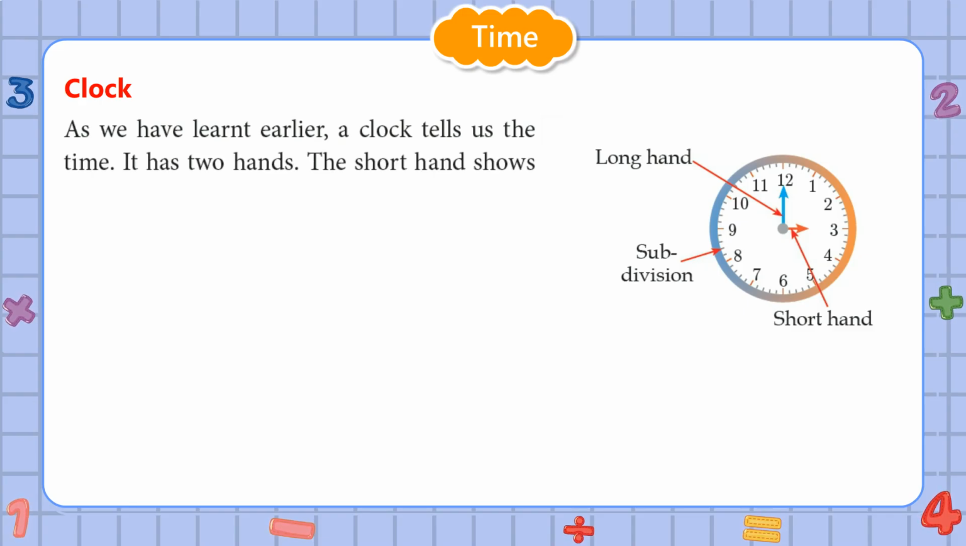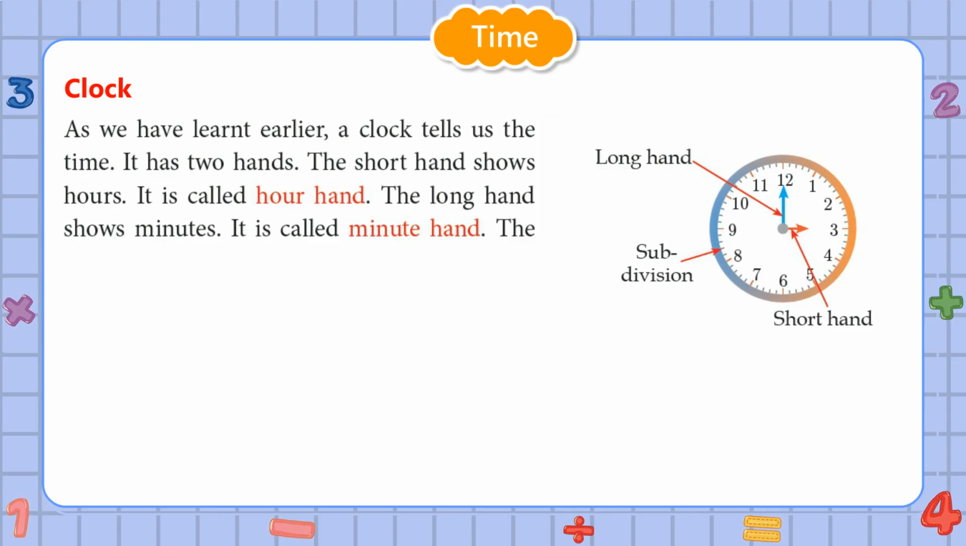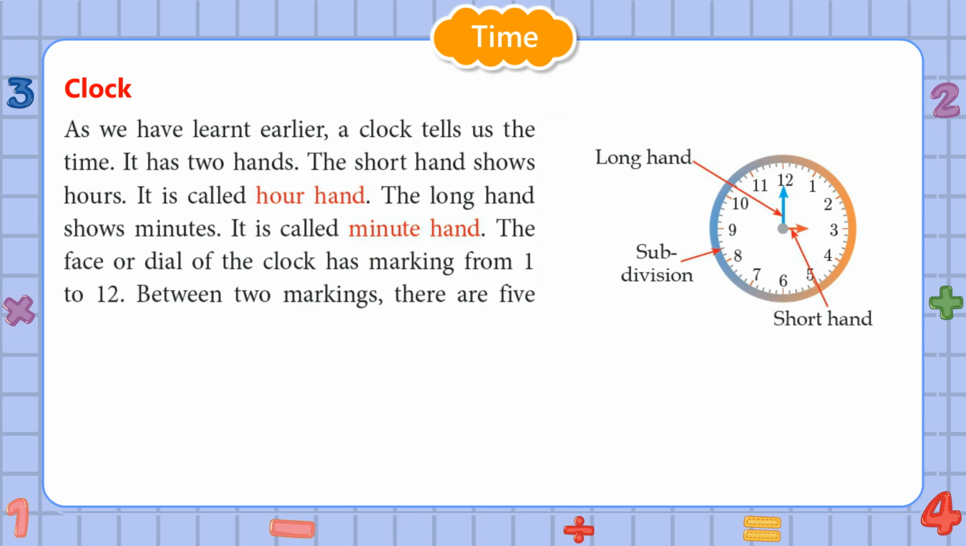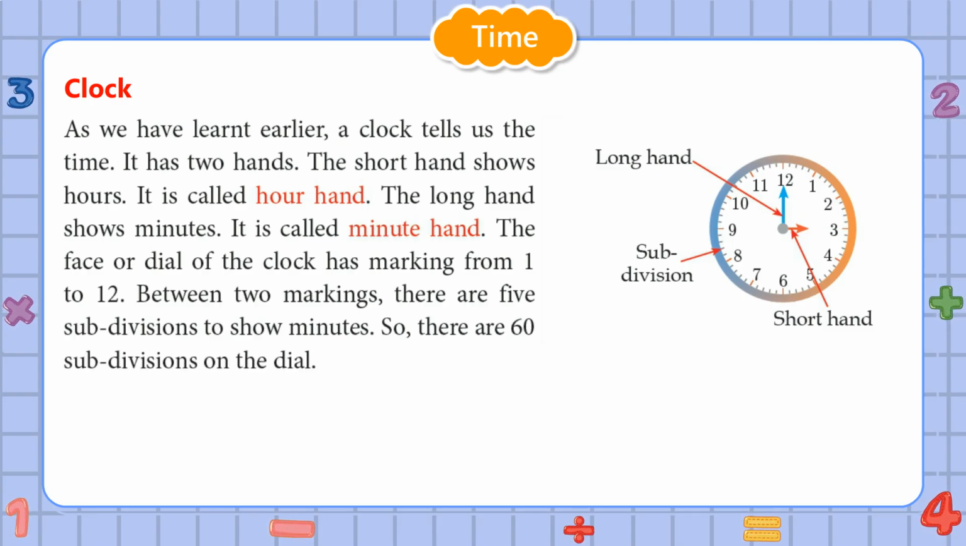It has two hands. The short hand shows hours. It is called the hour hand. The long hand shows minutes. It is called the minute hand. The face or dial of the clock has markings from 1 to 12. Between two markings, there are 5 subdivisions to show minutes. So, there are 60 subdivisions on the dial.